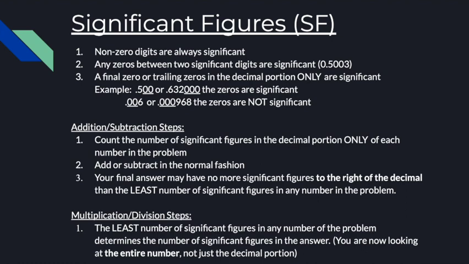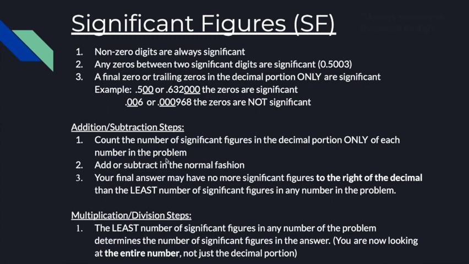So now, significant figures. First, non-zero digits are always significant. Any zeros between two significant digits are significant. So as we see, in 0.5003, all of those numbers are significant as they are between those two numbers. And finally, a final zero or trailing zero in the decimal portion, only those zeros are significant. There are some examples below which you can see.